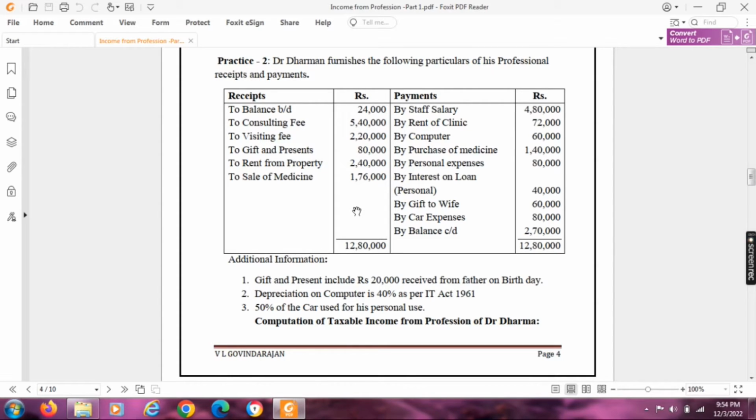See the adjustments. Gift and present include 20,000 received from father on birthday. So out of 80,000, 20,000 received from his father. Balance 60,000 only received from his patients for the appreciation of his professional services. Only 60,000 be treated as a professional income. Okay. Depreciation on computer is 40%. We already covered that. 50% of the car used for his personal use. So in the car expenses 80,000, 40,000 personal nature, that should be ignored. Balance 40,000 for his professional use, that should be adjusted with the professional income. Let me start the answer.